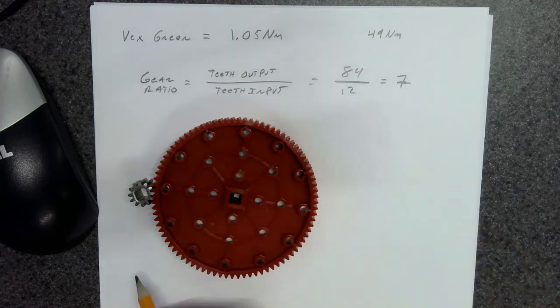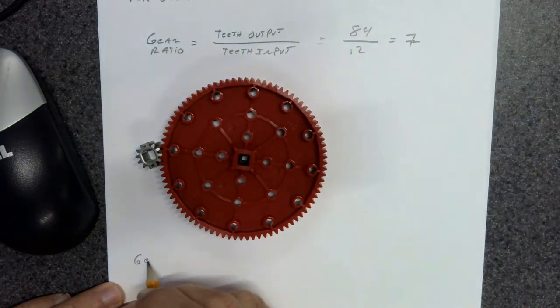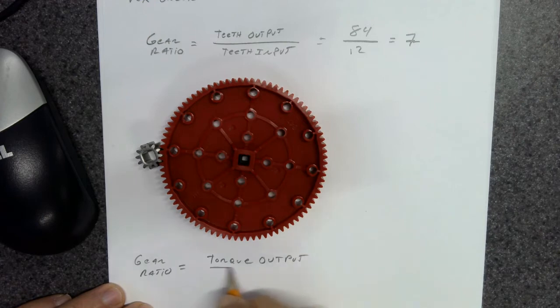Another way to determine the gear ratio, I'm just going to write it down here, is to take the torque provided by the output and divide it by the torque of your input. Again, your input is where the motor is connected. That would be in this case.